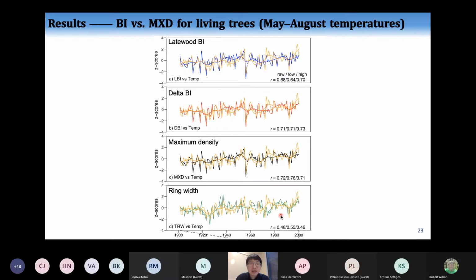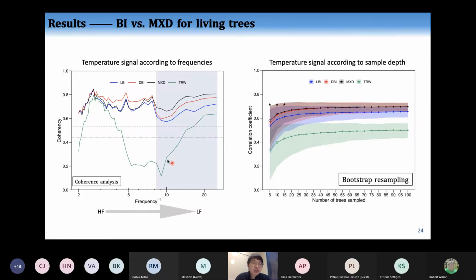for ring width data. I then compared the temperature signal strengths of the 4 parameters according to frequencies. The results are in the left figure. We can see that latewood blue intensity, which is in blue, showed very similar signal strengths to that of X-ray density at high frequencies, but the signal strengths decreased toward the low frequencies. The most likely reason is that blue intensity is very sensitive to any colors attached to the wood surface, because latewood blue intensity is a direct measurement of blue light reflectance.